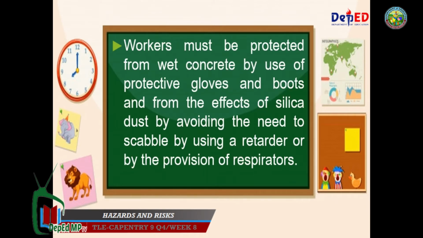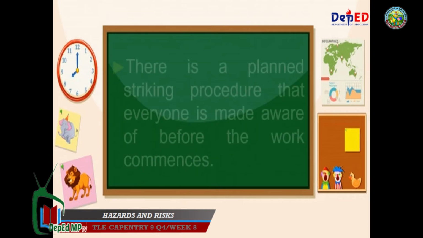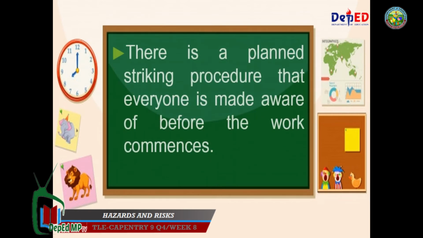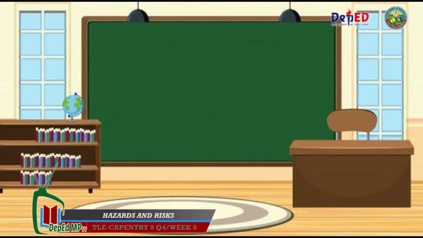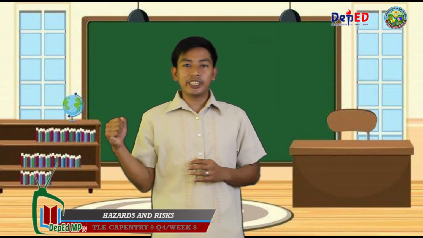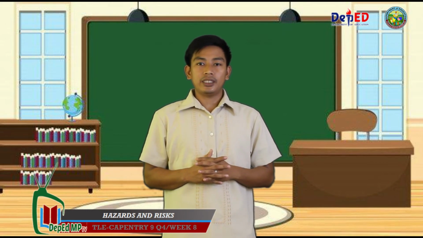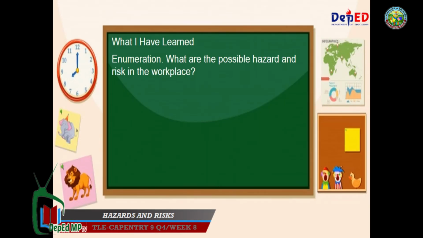Workers must be protected from wet concrete by use of protective gloves and boots, and from the effect of silica dust by avoiding the need to scabble by using a retarder or the provision of respirators. There is a planned striking procedure that everyone is made aware of before the work commences. Job well done, learners! To summarize our lesson, try to answer this activity. What are the possible hazards and risks in the workplace?